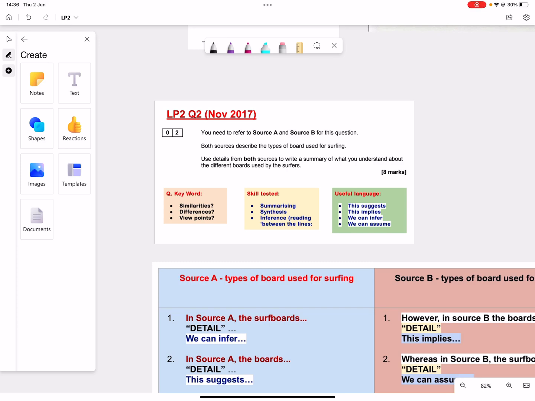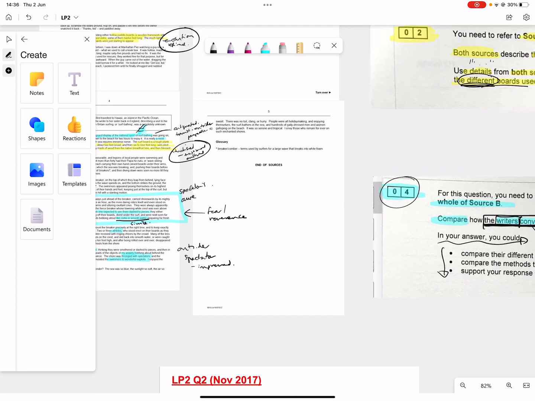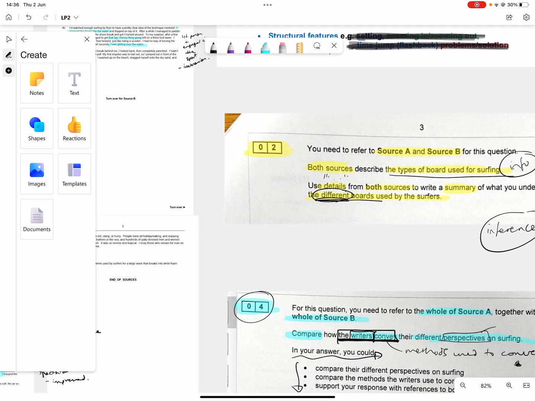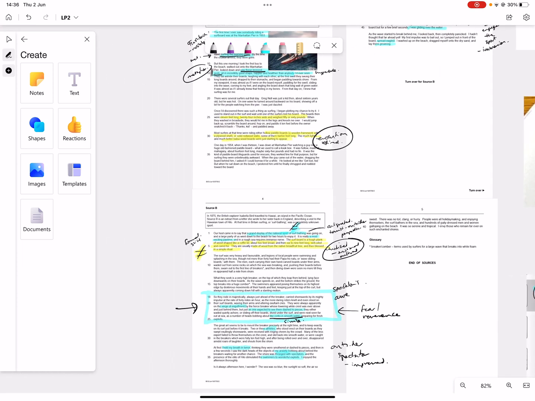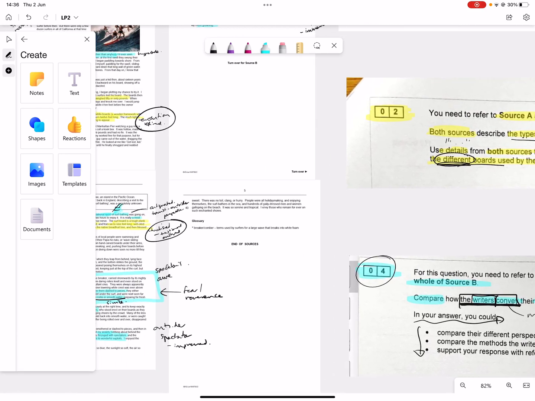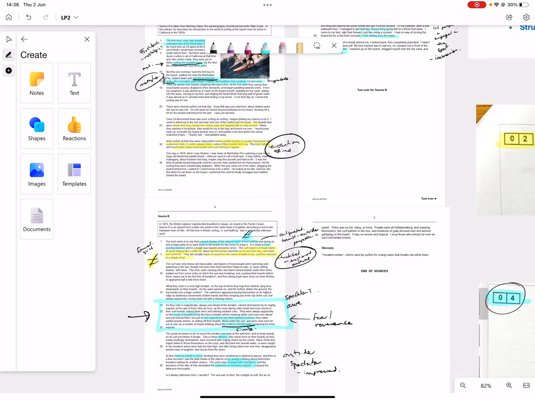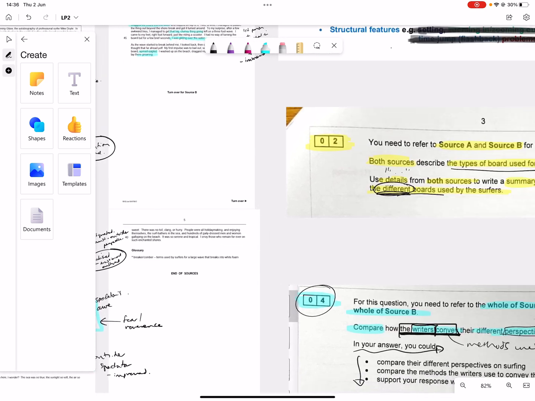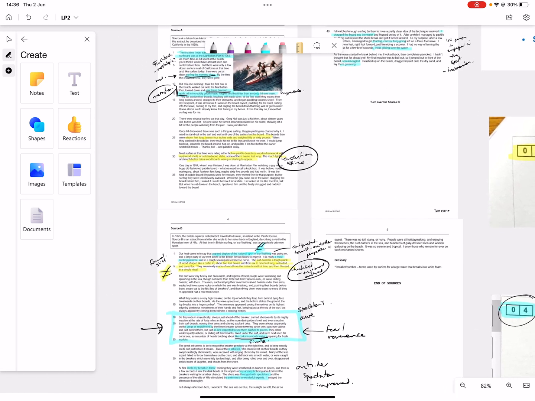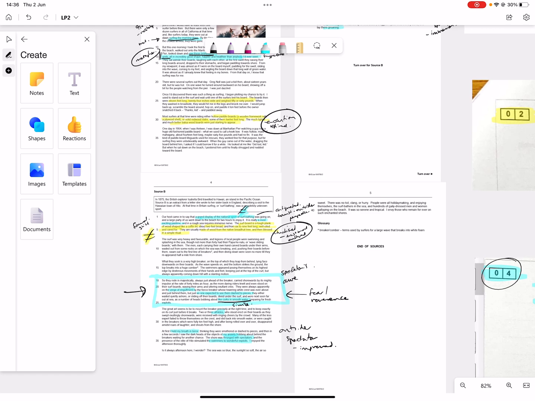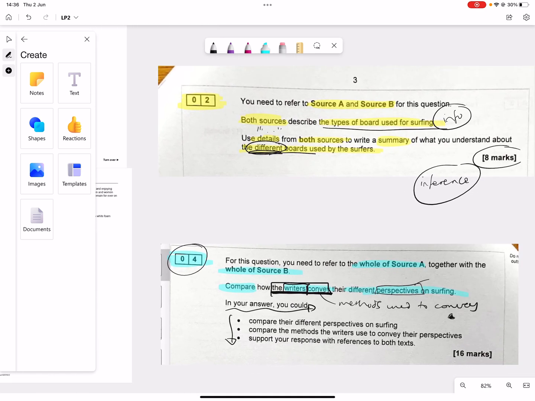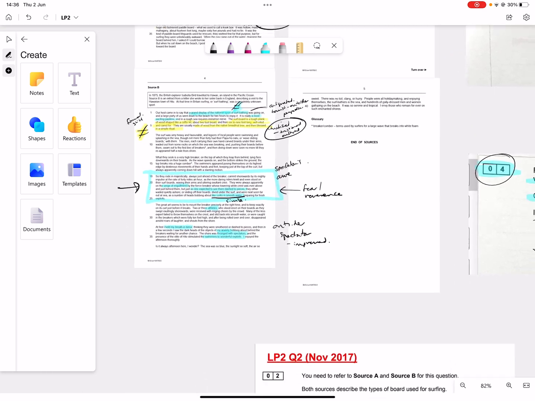We're going to quickly look at question 2 on language paper 2, which is coming up next week. In an earlier video I talked about initial reading and how to get the information for question 2, whether it's similarities or differences. Be careful with that. And here I've used yellow to go through both sources and pull out information that's relevant to the types of boards used for surfing.